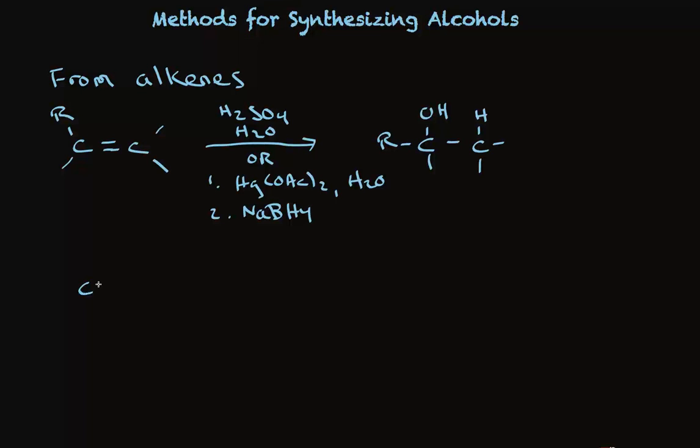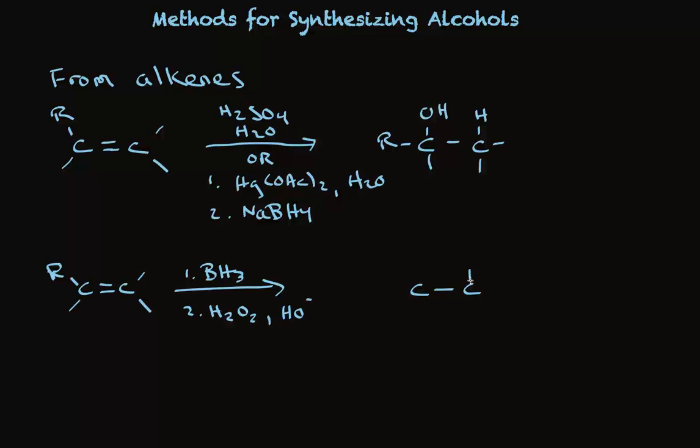Alternatively, if we treat that alkene with borane in an initial step, and then, in step 2, follow with hydrogen peroxide under basic conditions, we also add water to that double bond, but the regiochemistry is the other way around, so the OH group ends up on the less substituted carbon. Remember that?